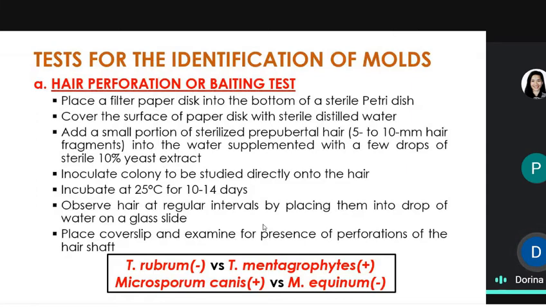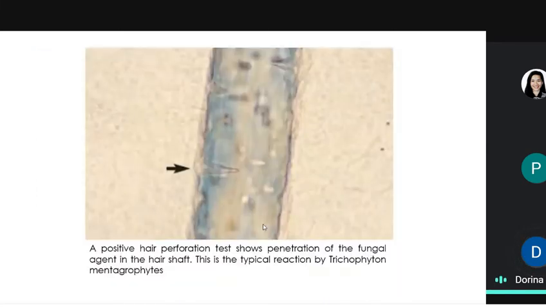Okay? Okay, so ito yung sa hair perforation or grating test. So yun, you place your cover slip and then tignan mo nga kung may perforation sa hair shaft. So yan yung nakikita ninyong perforation. Okay, this is a positive hair perforation test which now shows the penetration of the fungal agent in the hair shaft, which is a typical reaction by mentagrophyte.